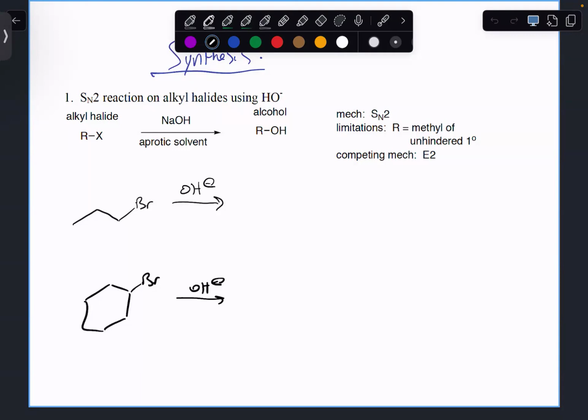But one of the ways we can make alcohols is through the SN2 displacement with hydroxide ions. So imagine if I were to take this bromopropane and I were to treat it with hydroxide. Well, you'll recall hydroxide is a strong nucleophile, strong base. We have a primary alkyl halide, and so this will undergo direct SN2. Hydroxide attacks, kicks out the good leaving group. And voila, you have an alcohol.